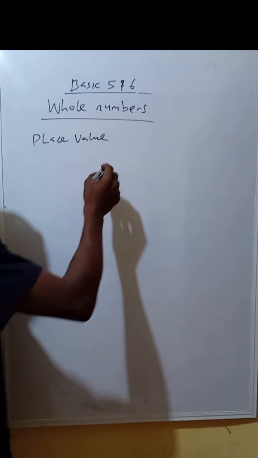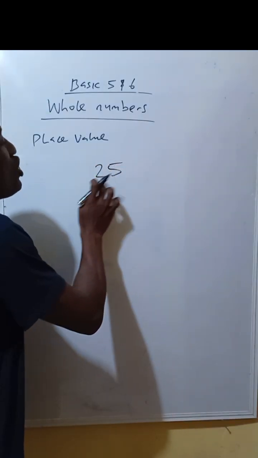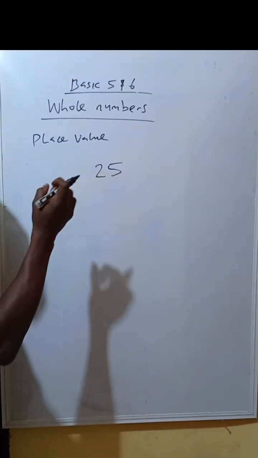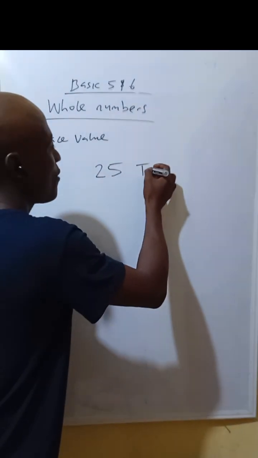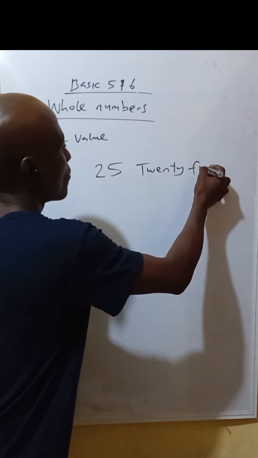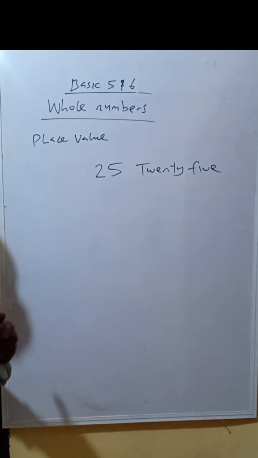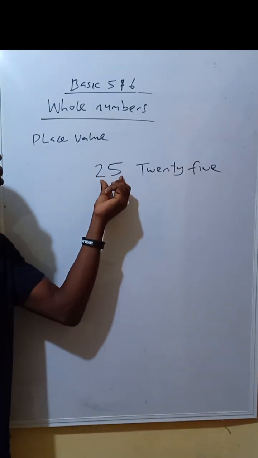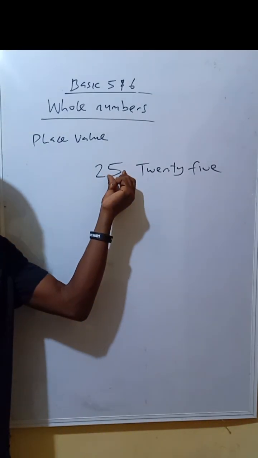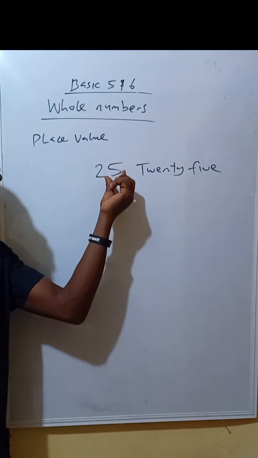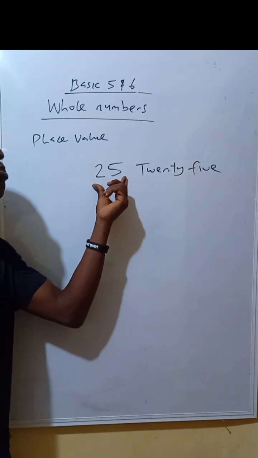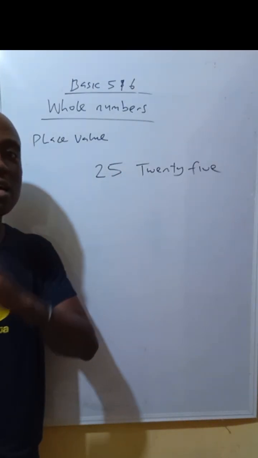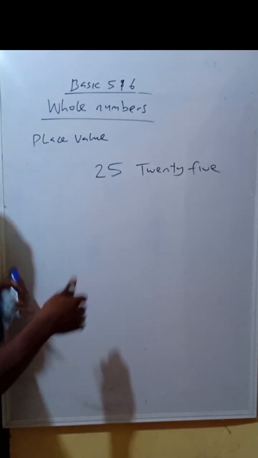Let me use 25. Each digit here is separated from the other. The 2 digits make up a whole number, 25. Now, I'm using digit and number, and I will tell you the different way I'm using them. If I'm calling just one out of the whole number 25, I'm going to call it a digit. But if I'm calling both, I will say it's a whole number.